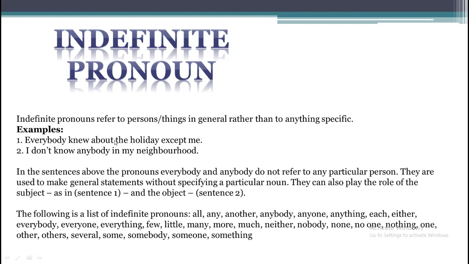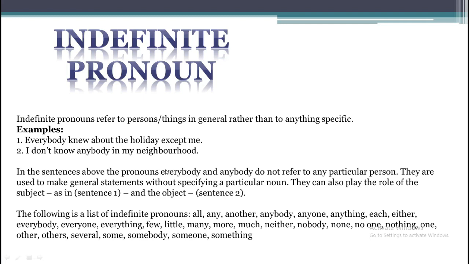Examples: Everybody knew about the holiday except me. So I am talking about everyone. It could be your friend, it could be your family, but I am talking about everyone in general. I am not pointing any one person out that he knew or she knew. I am saying everyone. So this is a general statement. Next one: I don't know anybody in my neighborhood. So I'm not saying I don't know this person particularly or that person particularly. I'm talking about everyone generally, that I do not know anyone in my neighborhood.